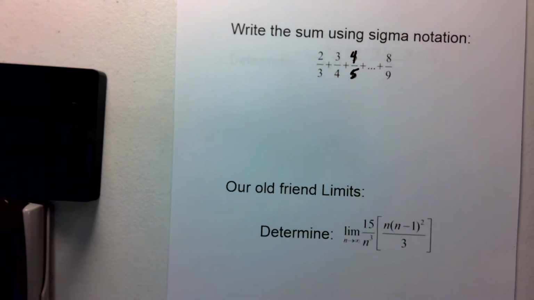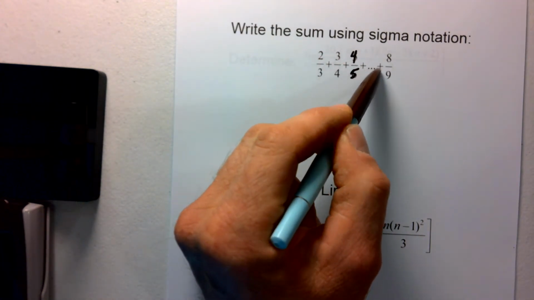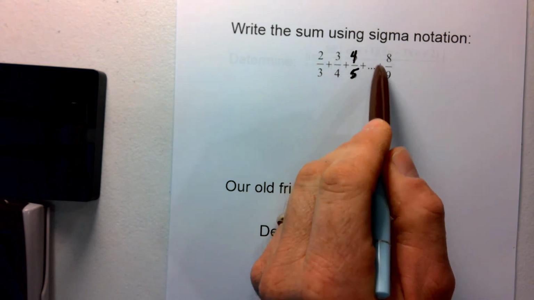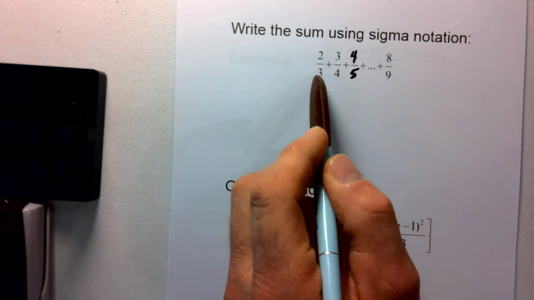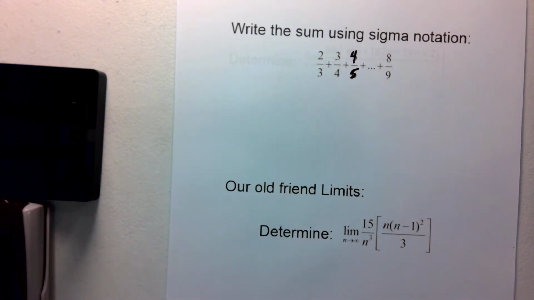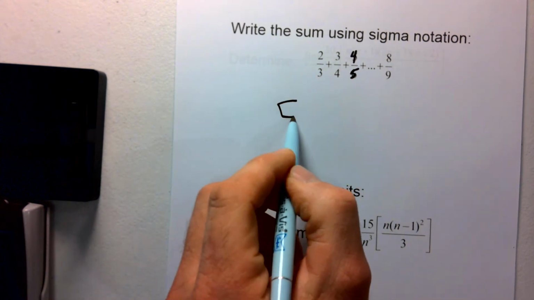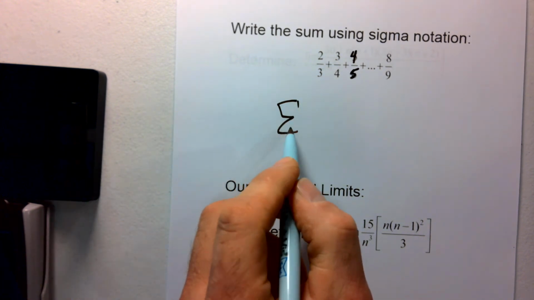All right, so write the sum using sigma notation. Here I have 2/3 plus 3/4 plus 4/5 plus dot dot dot plus 8 over n. So we don't know how many terms are in here. It's just saying that this pattern is going to continue. So essentially, I'm looking at these first 3 terms to tell me what my expression is. That's a bad looking sigma, isn't it?